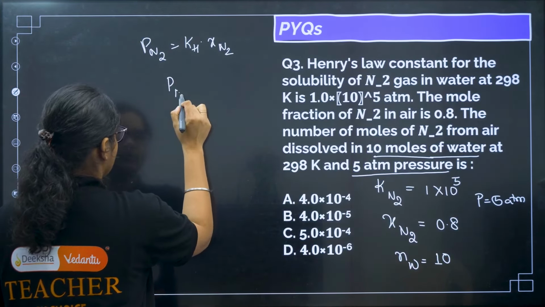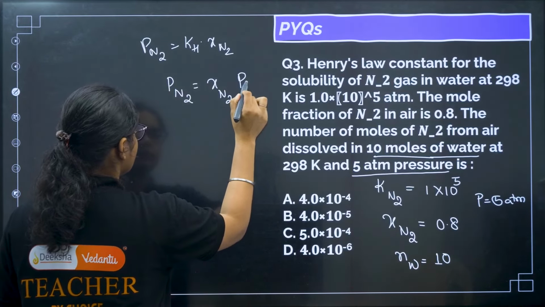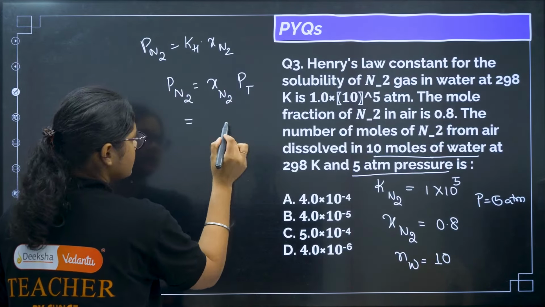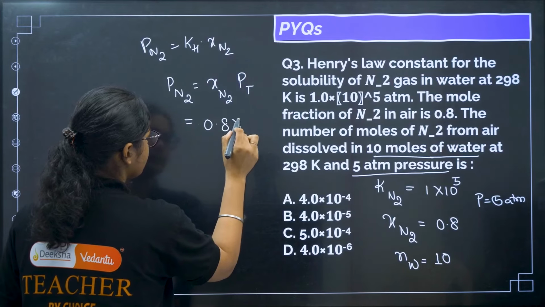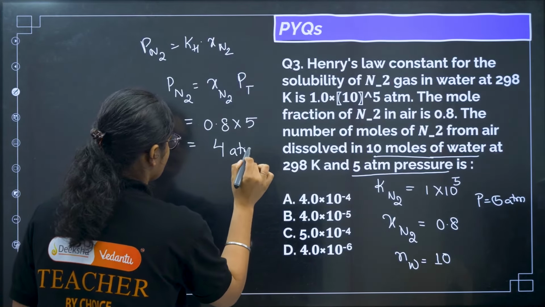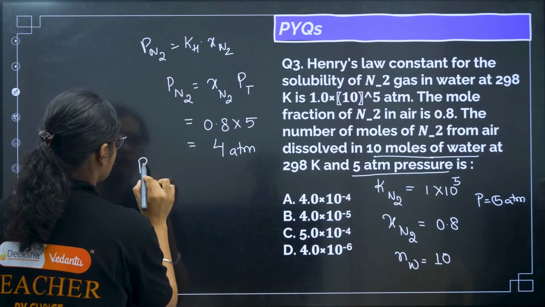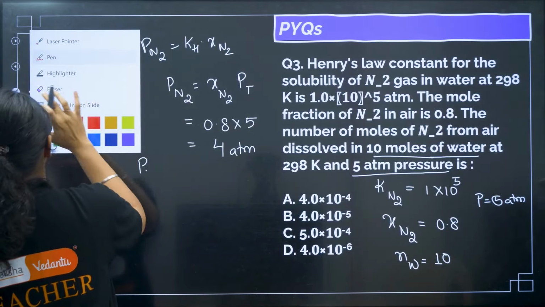So P of N2 is equal to mole fraction of N2 into P total. Okay, so now if I solve this, I'll get 0.8 into the total pressure, which is 5 atm, so that is 4 atm. Okay, now let us put this value. So pressure of N2 is 4 atm.